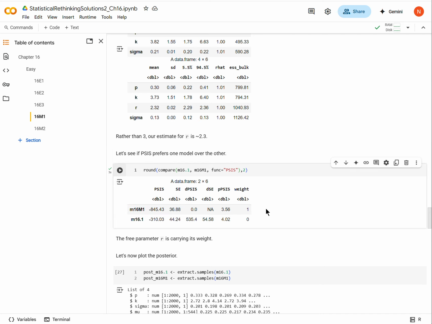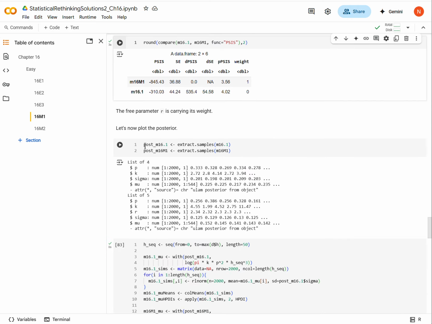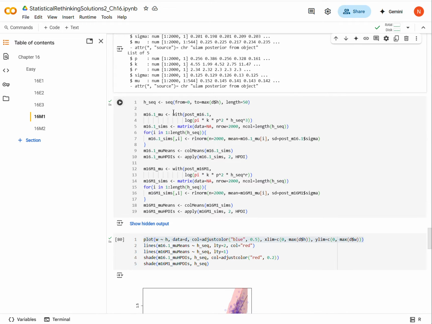When we compare these, it certainly looks like that free parameter is pulling its weight, right? The PSIS score for the free parameter model is doing quite a bit better than the standard model, or the original model where we had the exponent equal to 3. So now we're going to plot the posterior. I'm just pulling posterior samples from both models here, and you can look at the code to see what I've done. It took me a little bit of trial and error to get it all together.